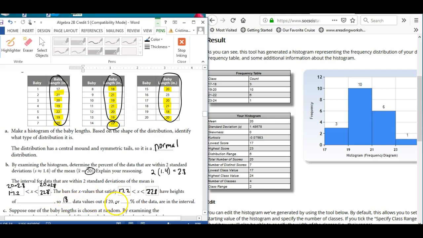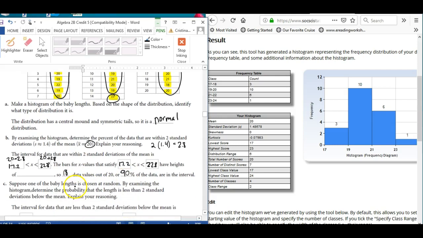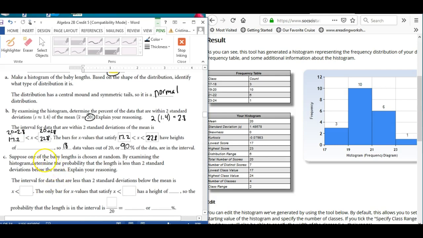So 18 divided by 20 will give you a decimal. So go ahead and calculate that out. 18 divided by 20. And you should have gotten this as a percent after, of course, you change that decimal of 0.9 to a percent. Okay. And let's move on to part C.